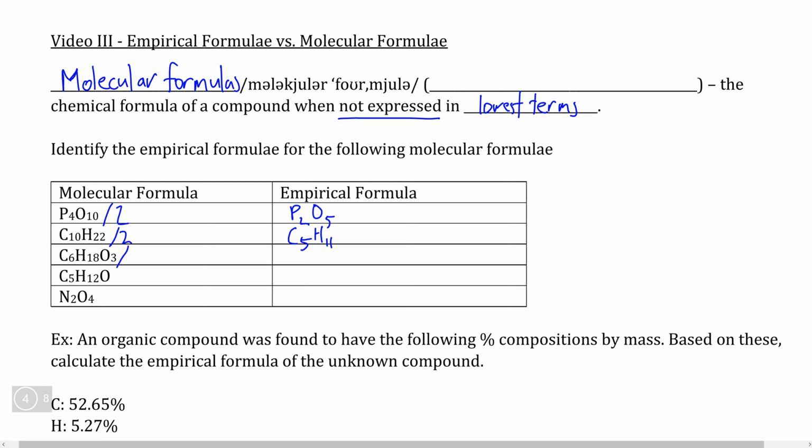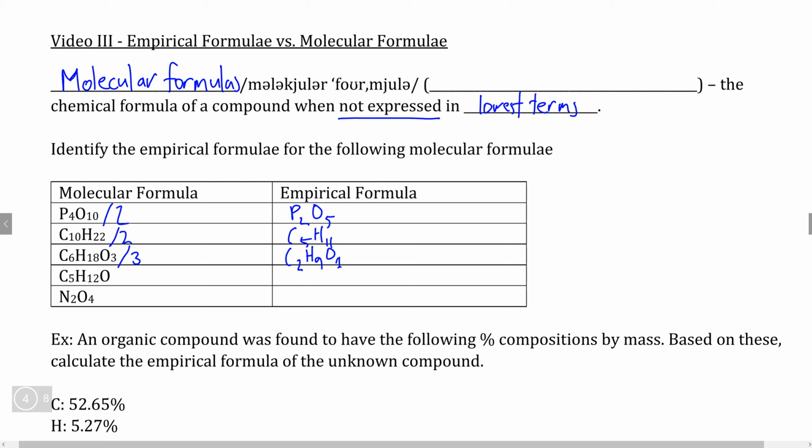With C6H18O3, we see that these have a common factor of 3. 6 divided by 3 is 2. 18 divided by 3 is 9. And 3 divided by 3 is 1. So again, 2, 9, and 1 do not have a common factor other than 1, so this is our empirical formula.